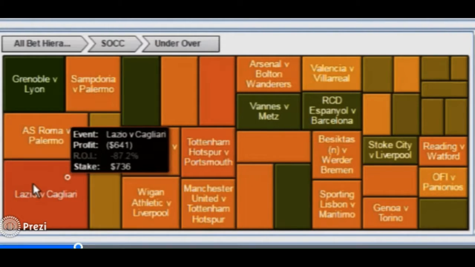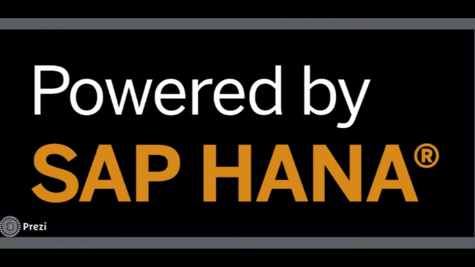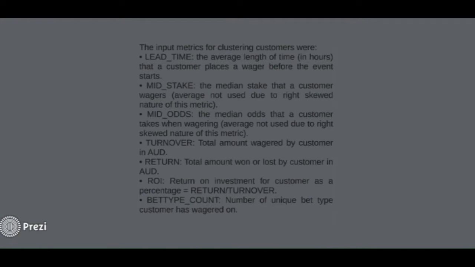BetWatch was initially powered by SAP HANA. The input metrics for clustering customers were lead time, mid-stake, which is the median stake that a customer wagers, mid-odds, the median odds that a customer takes when wagering, turnover, the total amount they spent, return, ROI, and bet type count, which is the number of unique bet types the customer has wagered on.